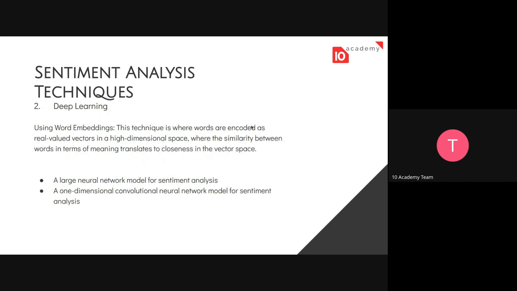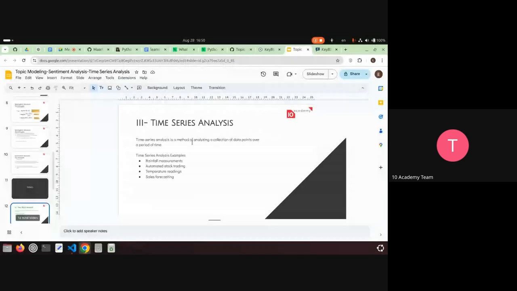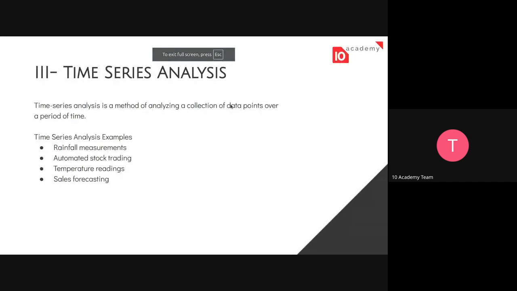Okay. Another thing in sentiment analysis is deep learning. Again, this is what I tried to explain earlier: the word embedding. The words are embedded as vectors in high dimensional space, and the similarity between words translates to closeness in the vector space. You can use a large neural network model for sentiment analysis, or a convolutional neural network for sentiment analysis as well. Okay, skipping this because we don't have time. Actually, we are skipping the demo for now.